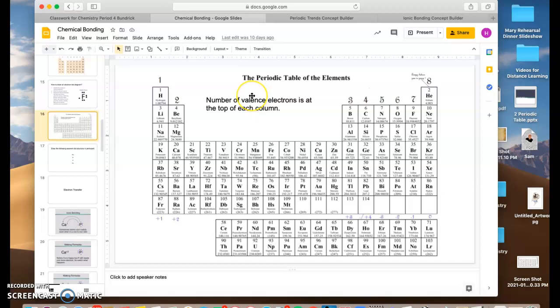Because as you're going through the ionic bonding concept builder, you're going to have to know valence electrons. So if I go to slide 16 on chemical bonding notes, then it tells me at the very top of the column how many valence electrons that element has.